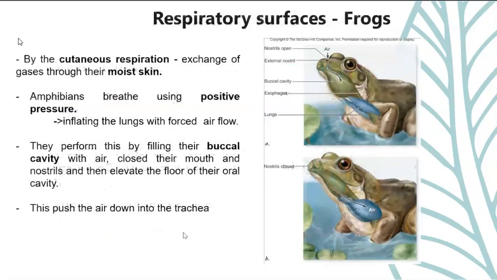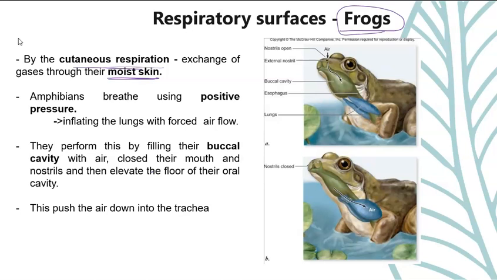Okay, so next is the respiratory surface for frogs. Okay, so it says here by the cutaneous respiration. Cutaneous respiration, where the frog depends on the skin for gas exchange. That is cutaneous. Tapi kalau kita belajar itu pulmocutaneous, skin and also the lungs. Okay, skin and also lungs. So amphibia breathe using positive pressure breathing. Okay, positive pressure breathing. So inflating the lungs with forced airflow. Kita kalau human, kita guna negative pressure breathing. Nanti kita tengok apa tu negatif, kan?